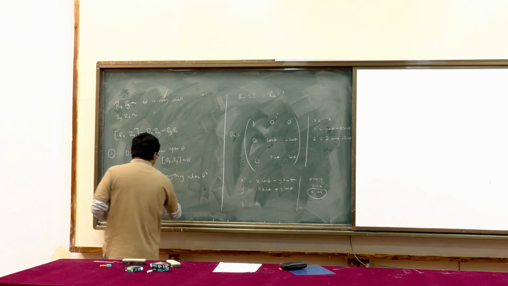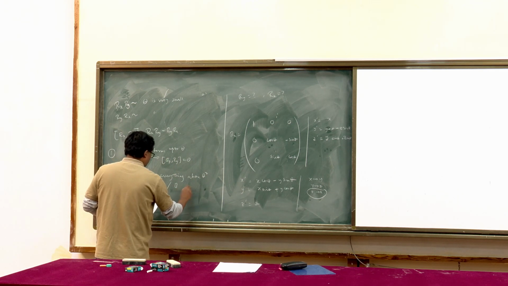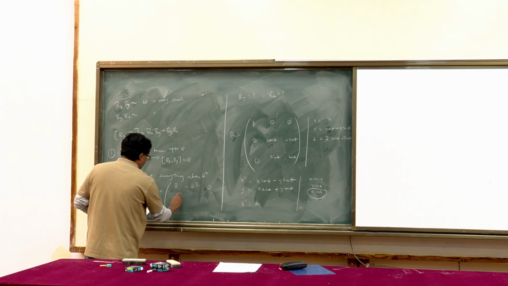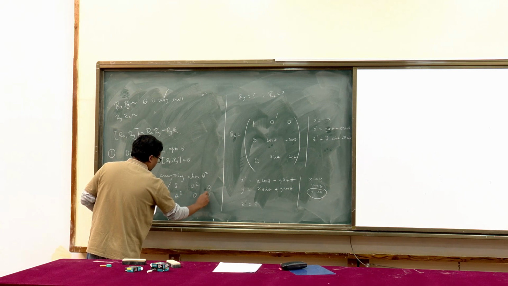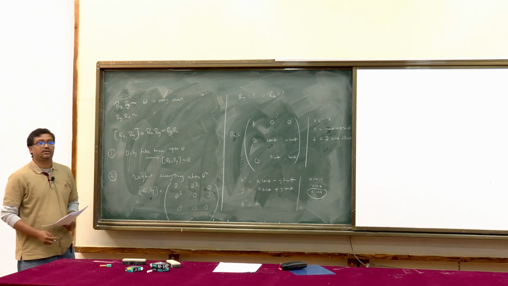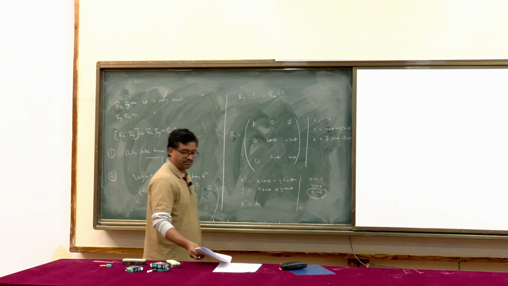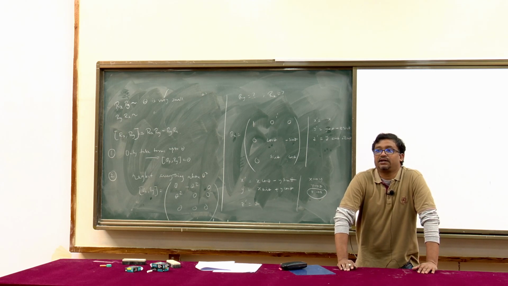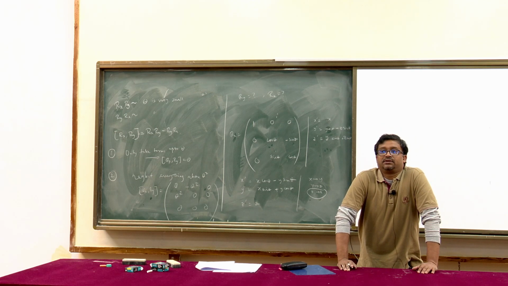So this matrix that you should get is: 0 minus theta square 0, theta square 0 0, 0 0 0. Please check whether you are getting this.